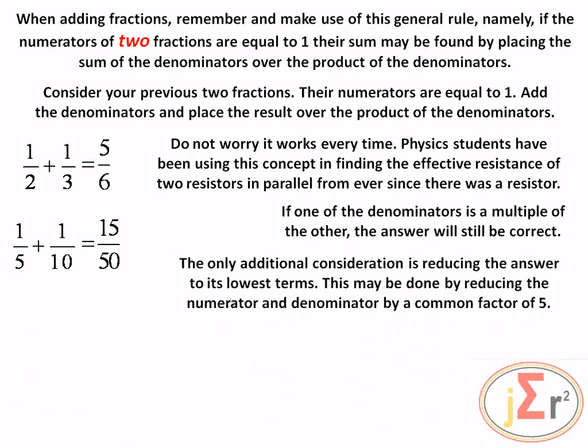The only additional consideration is reducing the answer to its lowest terms. This may be done by reducing the numerator and the denominator by a common factor of 5. We get 3/10.